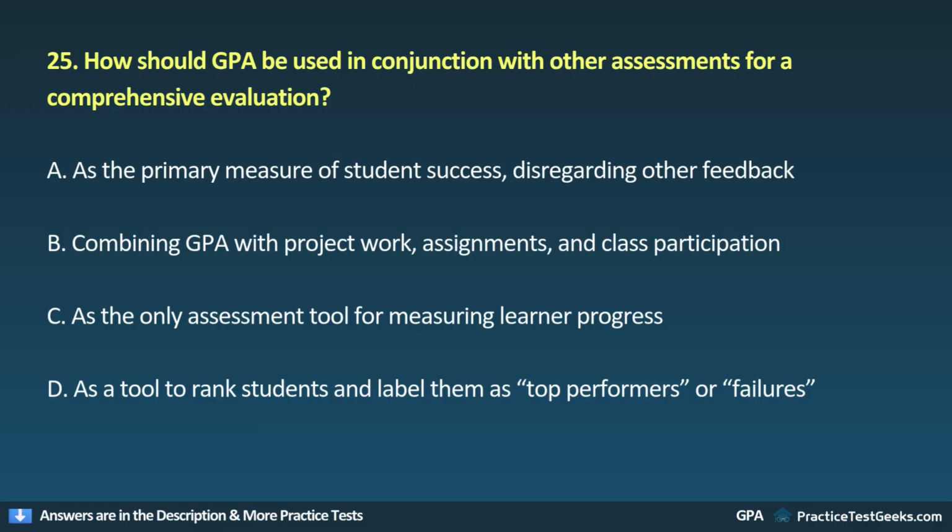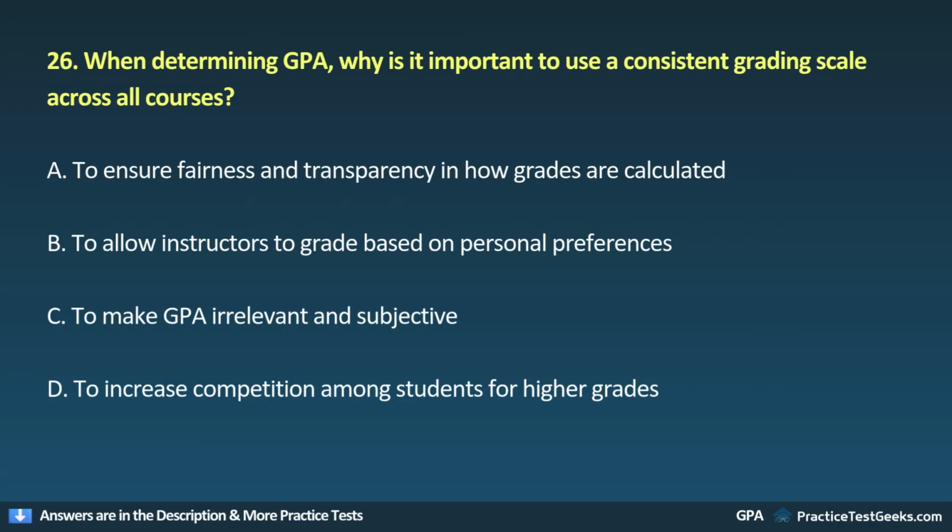A. As the primary measure of student success, disregarding other feedback. B. Combining GPA with project work, assignments, and class participation. C. As the only assessment tool for measuring learner progress. D. As a tool to rank students and label them as top performers or failures. 26. When determining GPA, why is it important to use a consistent grading scale across all courses?